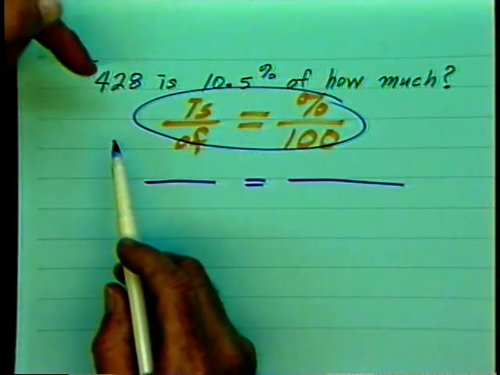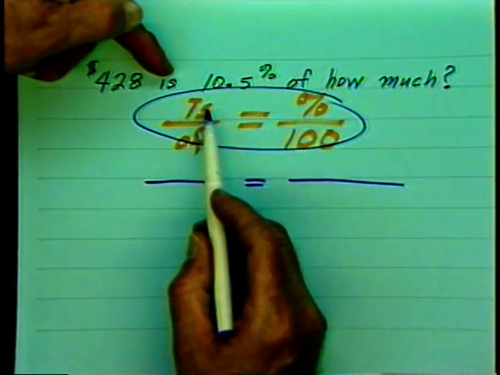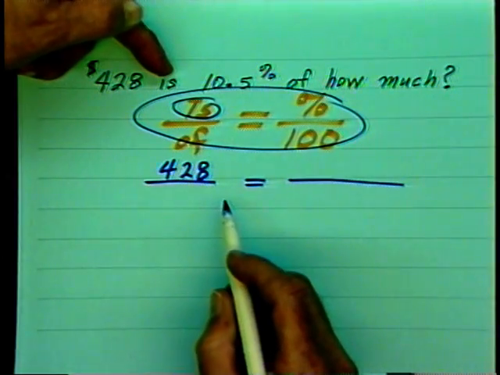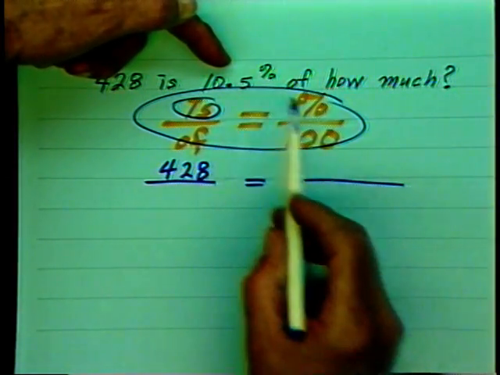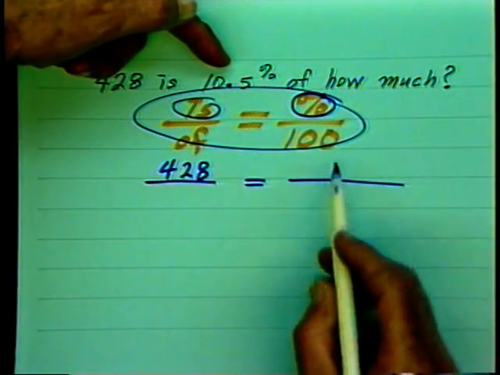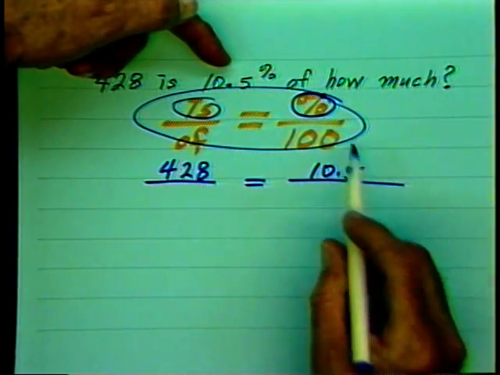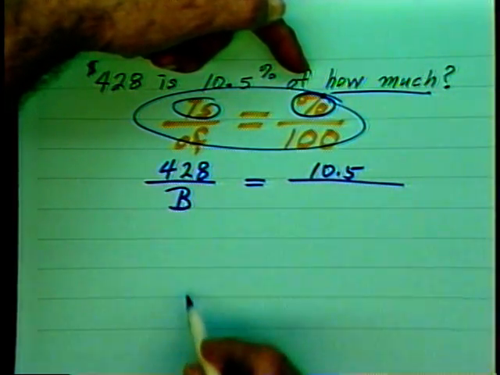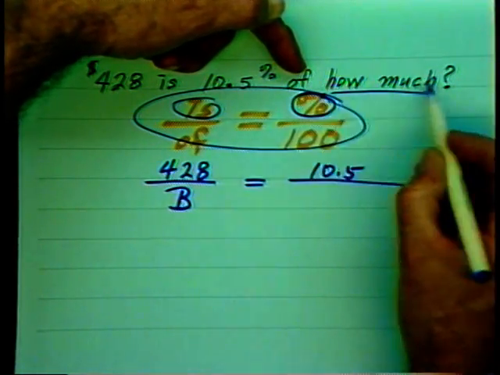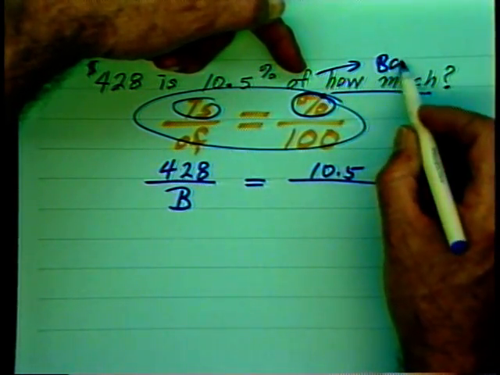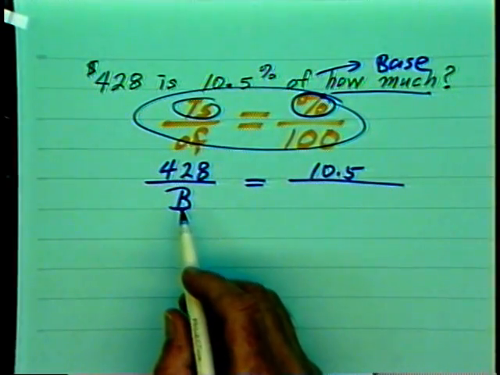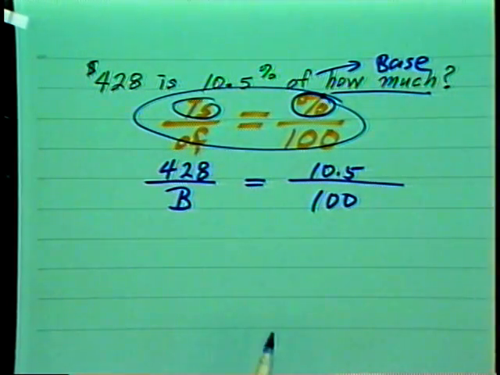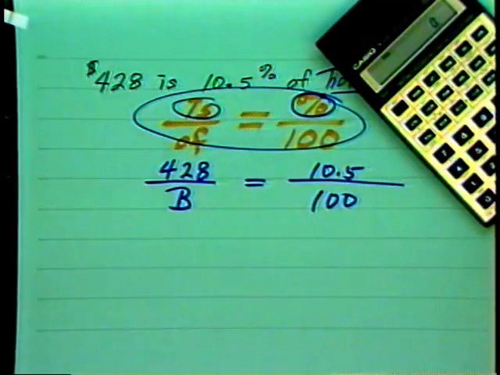So we start reading. We see the 428 is attached to the is, so it replaces the is. The 10.5 is attached to the percent, so it replaces the percent. The of is attached to how much, which in business circles they would call the number that's attached to the of, the base. So we'll use a B, but any letter would have done. And 100 stays 100.